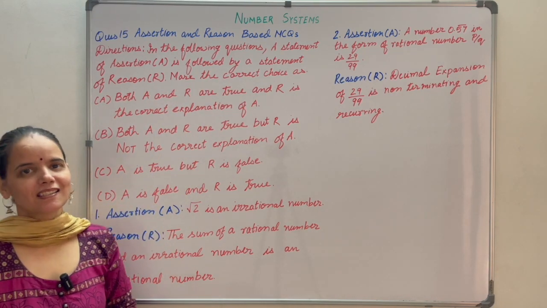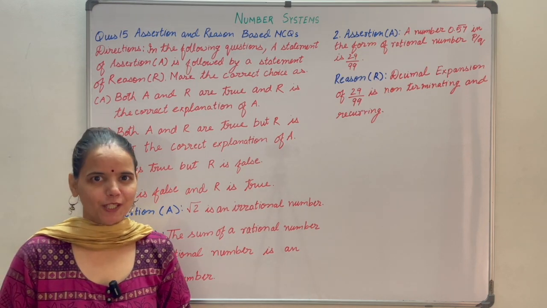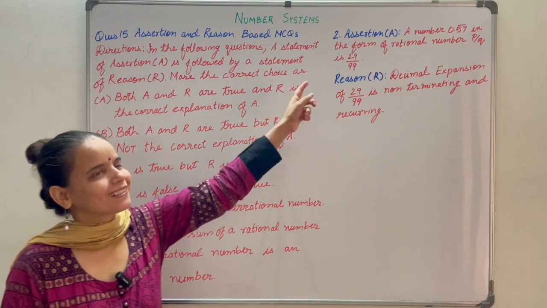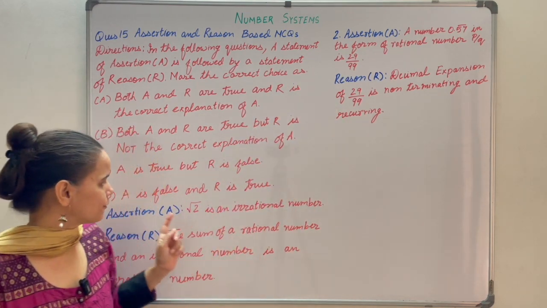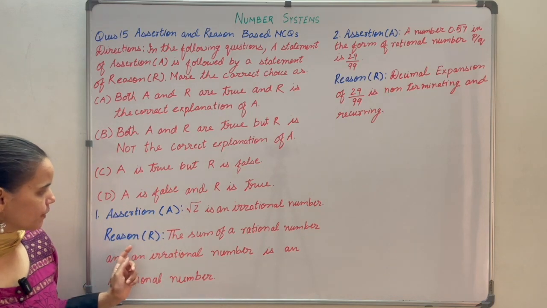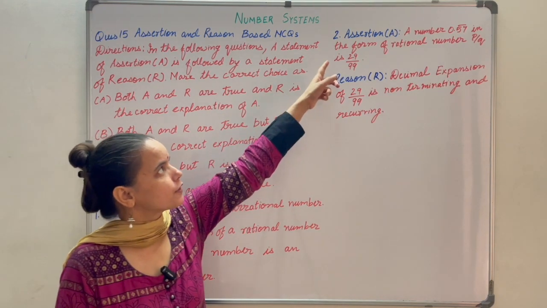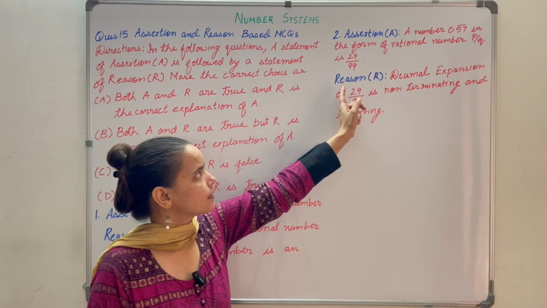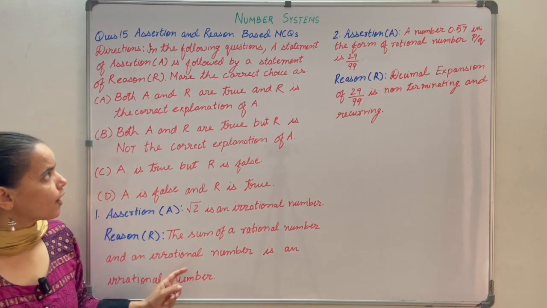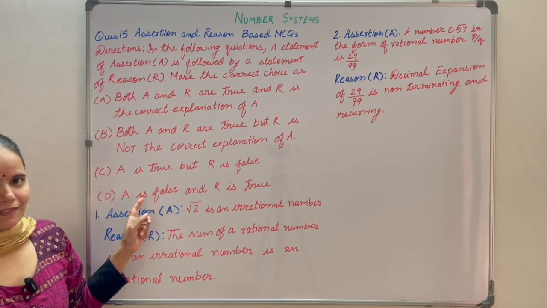So this is an assertion and reason based MCQ. There are two questions over here. This is the first one and this is the second one. The first statement is of assertion, which is followed by the statement of reason. There also the first statement is of assertion and the second one is reason R. After that, you have to choose the correct option from here.